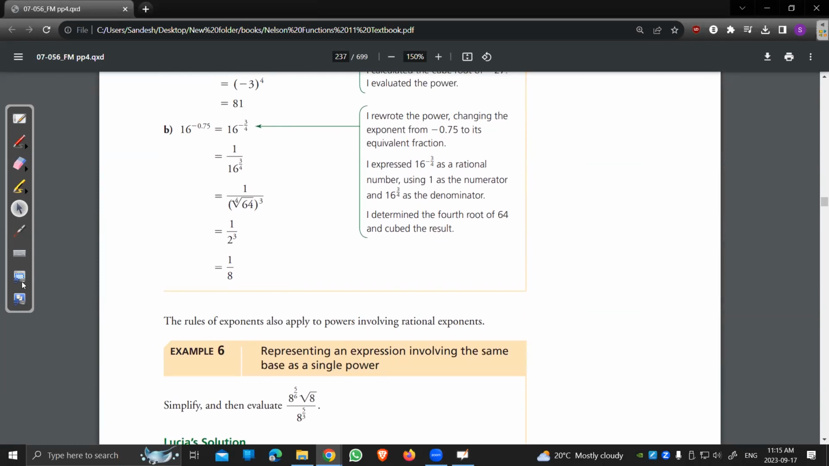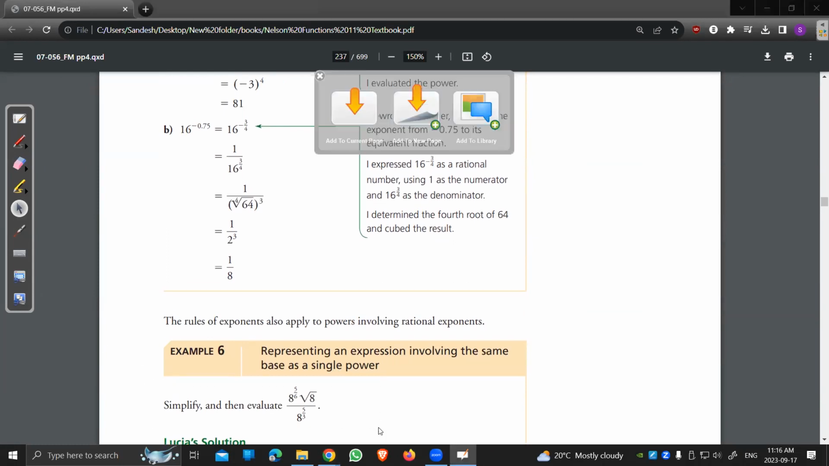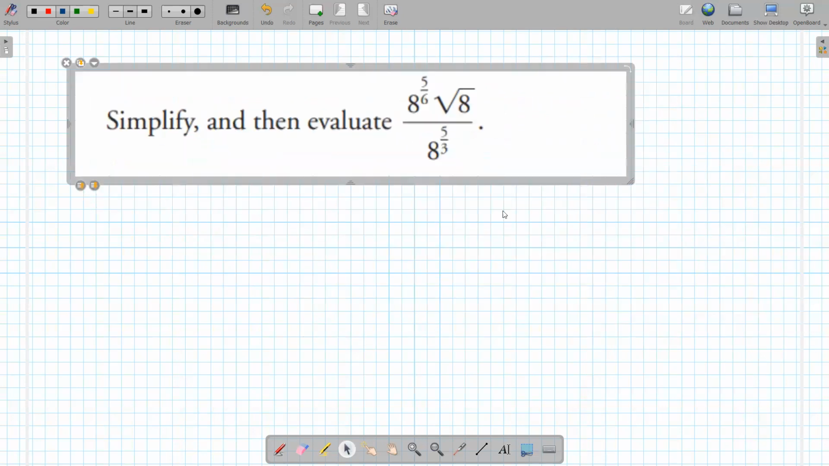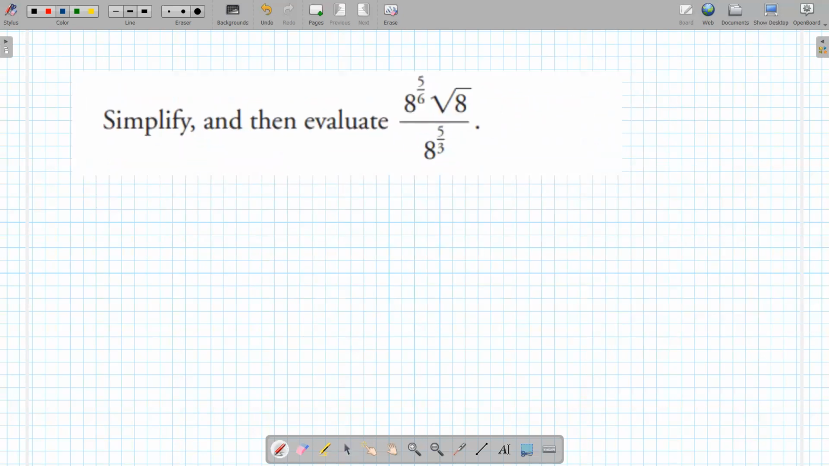Now here is where you have to start using the exponent laws. What do we do here? What will be the first step?